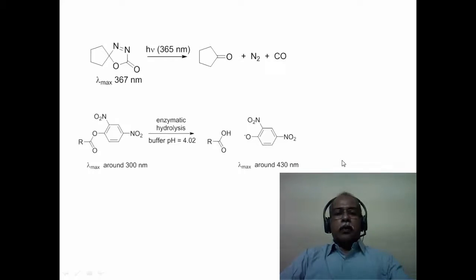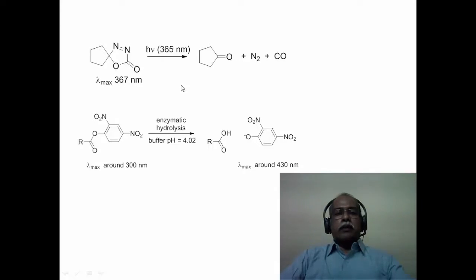Now, photochemistry is closely associated with electronic absorption spectroscopy, for example. Electronic absorption spectroscopy can be used very conveniently for following certain photochemical reactions. Let us take the example of this particular phototransformation. This is a spirocyclic compound, and this spirocyclic compound has an absorption maximum around 367 nanometers.